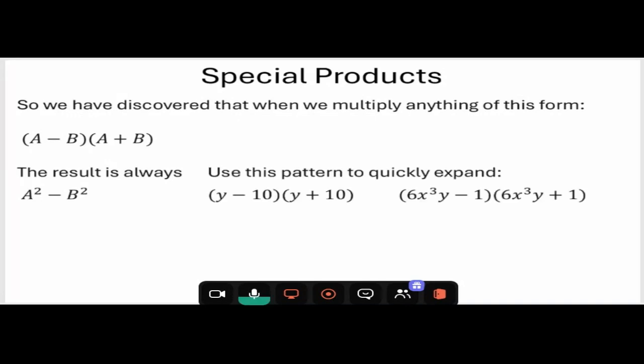So using that pattern, we can quickly expand things. So look at this, y minus 10 times y plus 10. Oh, you say this is the special pattern.